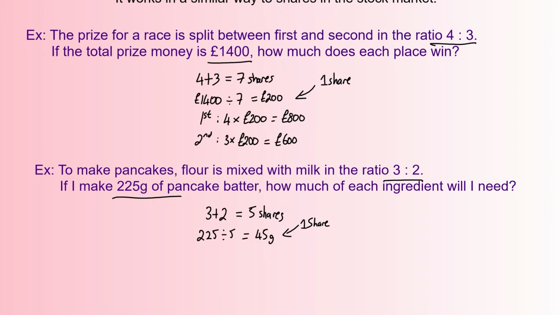What we want to then go back to is how much was flour, how much was milk. So flour, well, that was given 3 shares because that was first. So flour was 3 times the 45 grams. It's 135 grams. And milk would be 2 times 45 grams, which is 90 grams. Okay, and again, just double check that those 2 amounts add up to the 225, because all the quantity should be used fully. So 135 plus 90 is 225, so that checks out.